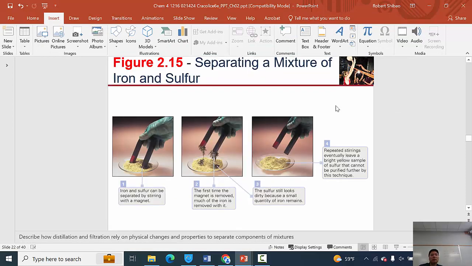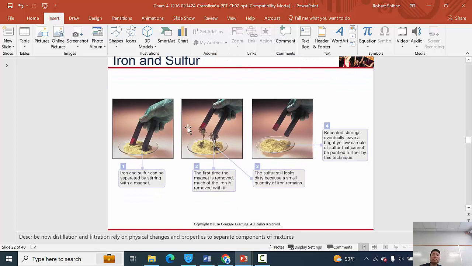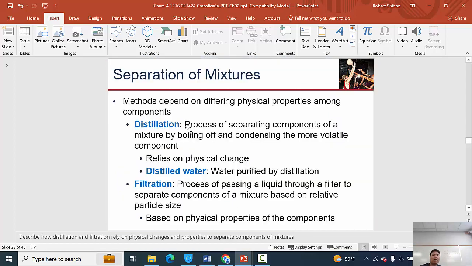Distillation. So this is called a physical separation here. You know, there's another physical separation. It's called filtration. And so these are the common ones here. Separation of mixtures depend on different physical properties, like boiling. And so we have distillation.